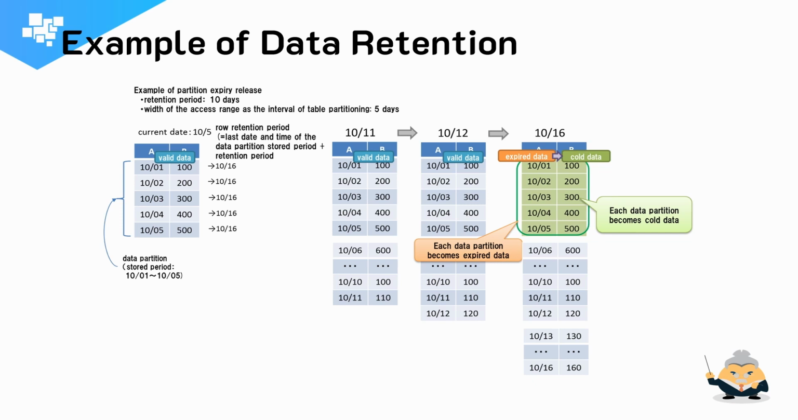All right, so here's an example of data retention based on the official documentation. I just took the screenshot from there, but here's an example of data. Let's say you have an example partition expiry release of 10 days. So you can see here the current date is October 5th, and you have 10 days. So obviously October 1st is less than 10 days ago, so this is all valid, but it'll show here that on the 16th, that's when the row will officially become old or cold.